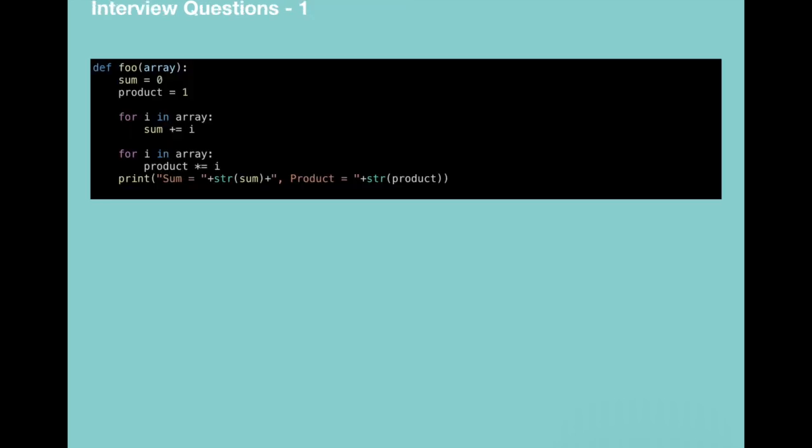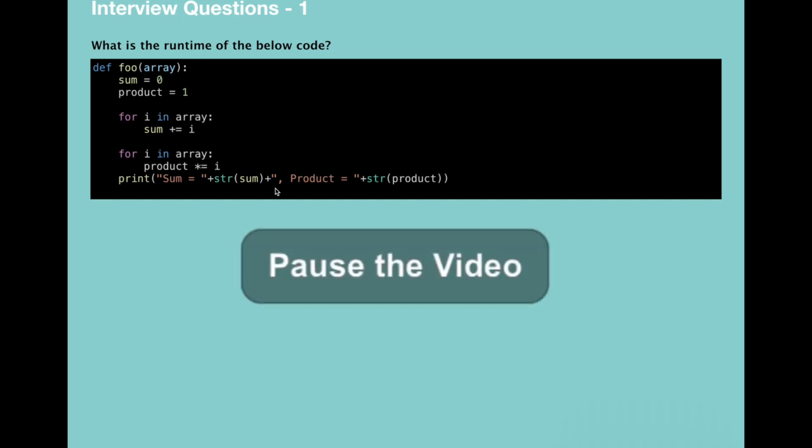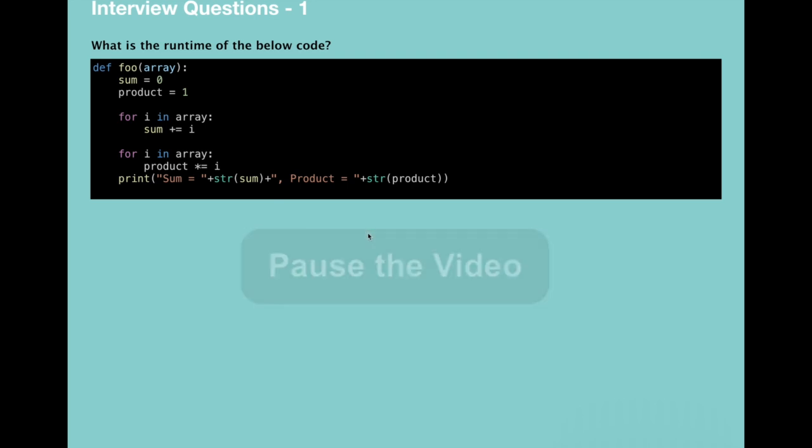So the first question is, we need to find out the runtime of the below code. This method takes an array as an input and calculates the sum and the product of the elements of the array separately. Then it prints them out. Now here, I want you to pause the video and think if you can come up with your own answer. Alright, hopefully you have found the answer. If not, let's do it together.